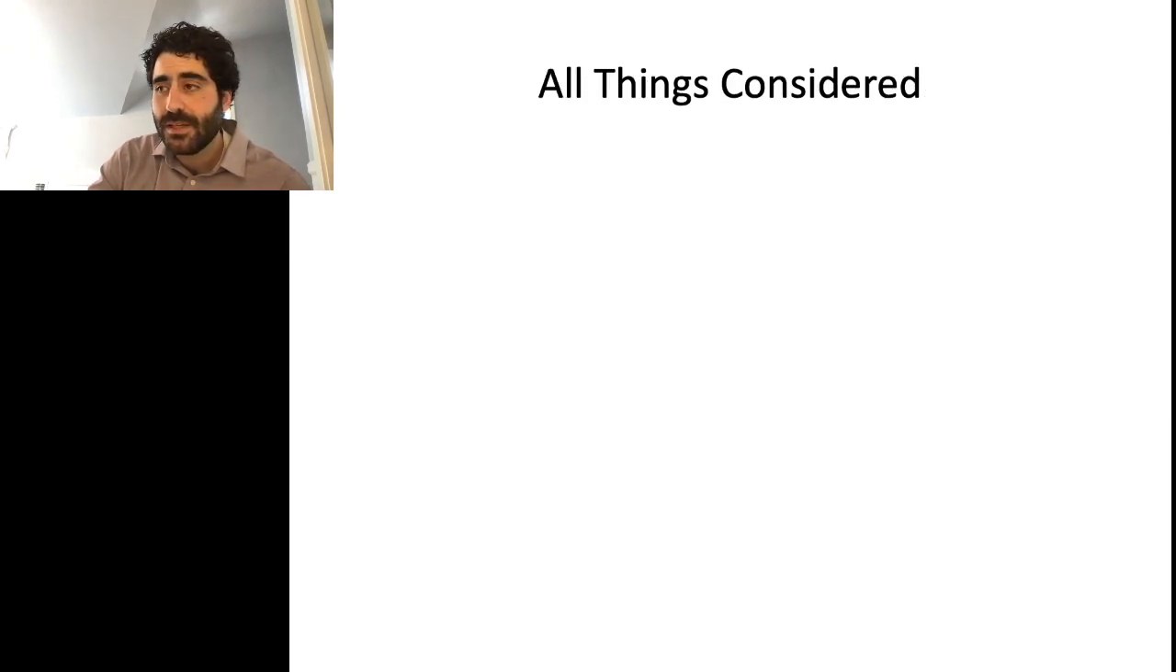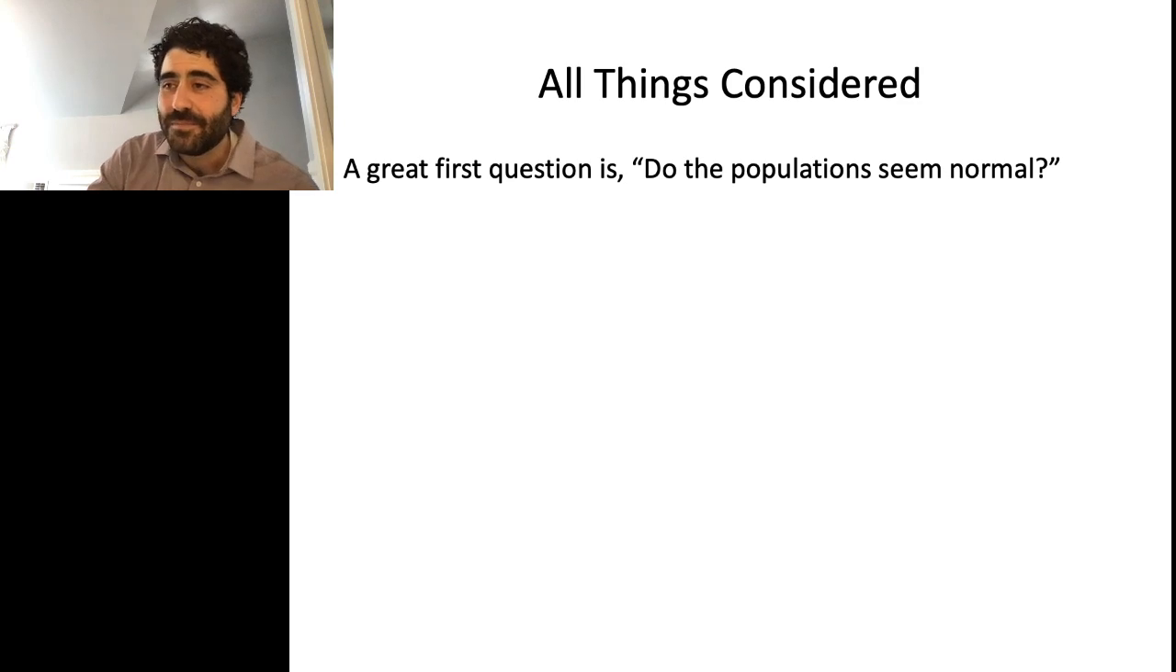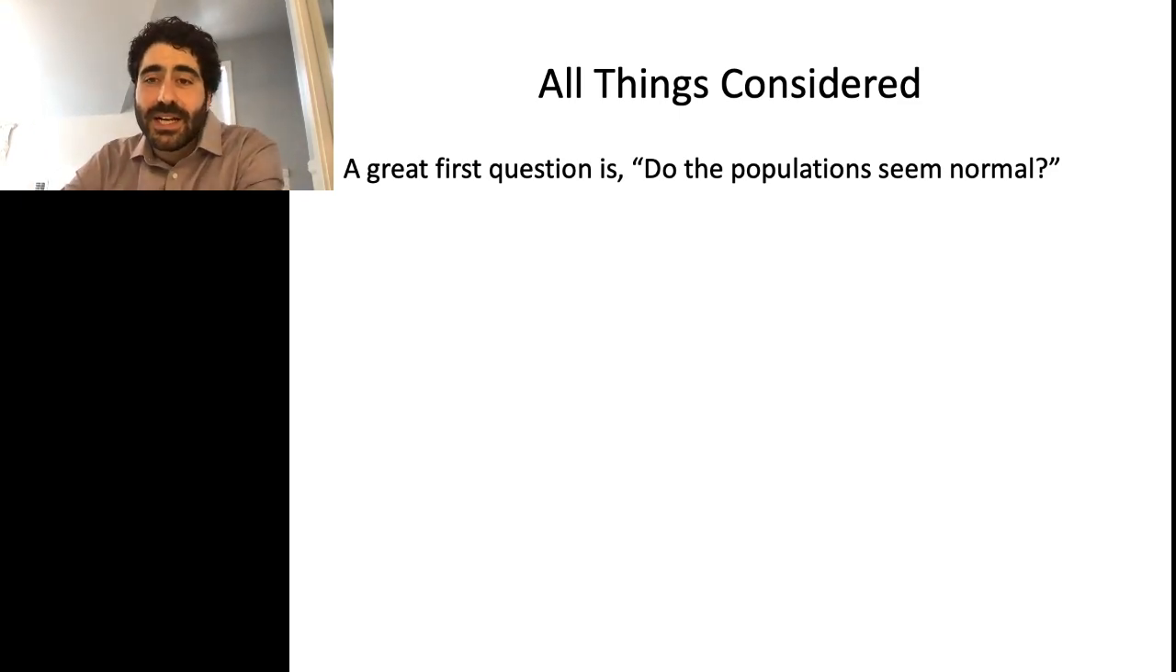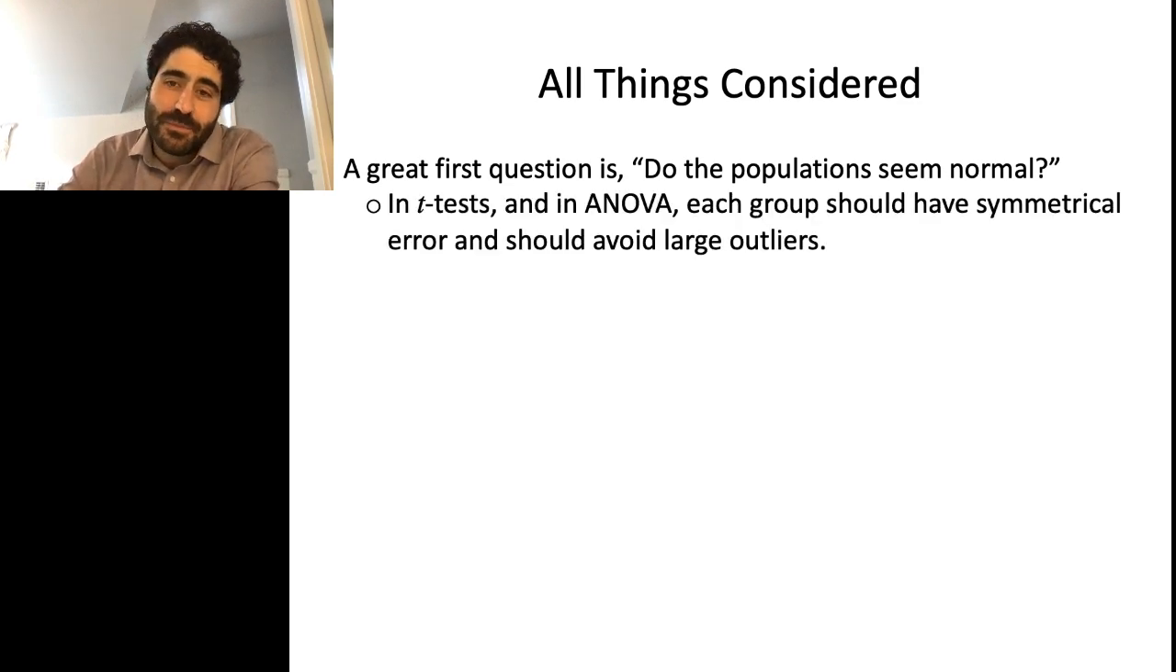To sum up this section, when we're looking at our data and hoping to run some kind of comparison between groups, the first question we want to know is whether our populations seem normal. Again, we can't actually know this from looking at a sample, but we can make some guess about whether it's plausible that these populations are normal. For example, we want the groups to be roughly symmetrical around their mean. They shouldn't have huge outliers. They shouldn't have multiple modes that are far apart from each other.